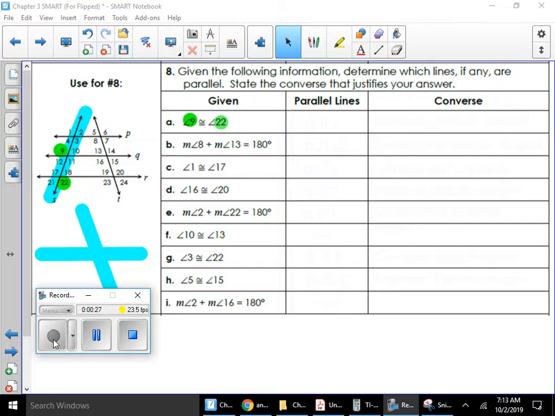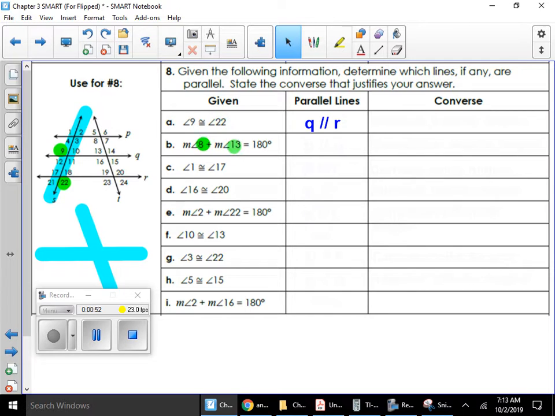So when we start talking about what's going to be parallel, we need to pay attention to the angles as well. 9 and 22, those are alternate exterior angles, but they're alternate exterior angles for lines Q and R. So it's Q and R that are going to be parallel if we have angle 9 congruent to angle 22. So a bit more going on in this diagram for sure.